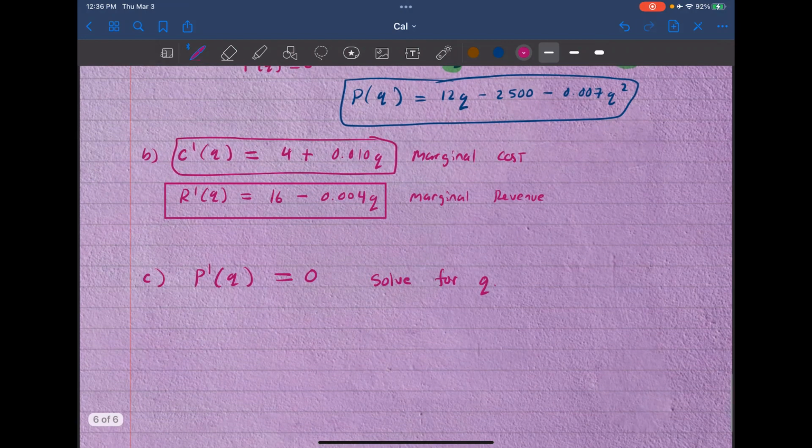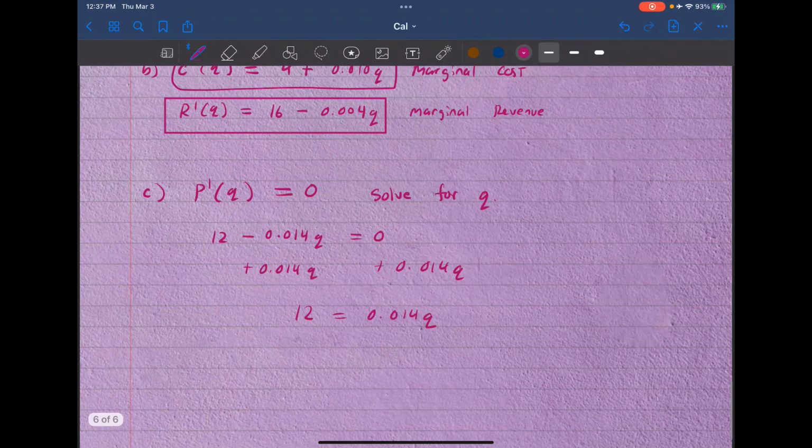So let's take the derivative of the one in blue. So derivative of 12Q, that's simply 12. Derivative of 2500, well, that's going to be 0. And the derivative of negative 0.007 Q squared, bring down the power, that would be negative 0.014 Q, set it equal to 0. And then when we solve it, I can add 0.014 Q on both sides, and that gives me 12 is equal to 0.014 Q.